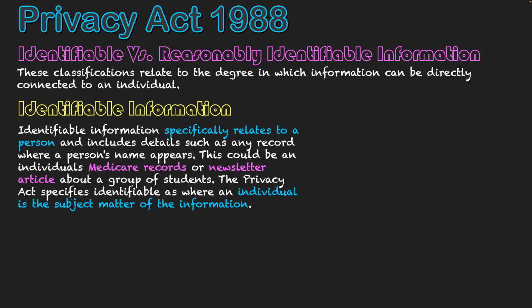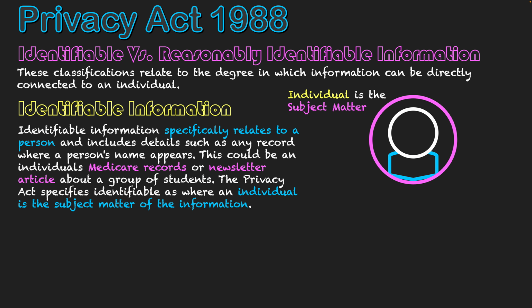The Privacy Act specifies identifiable as when the individual is the subject matter of the information. So that's what we're going to highlight here. The individual themselves is the subject matter, so that is identifiable information, because if I look it up about them, I get information specifically about them. I can identify them from that information.